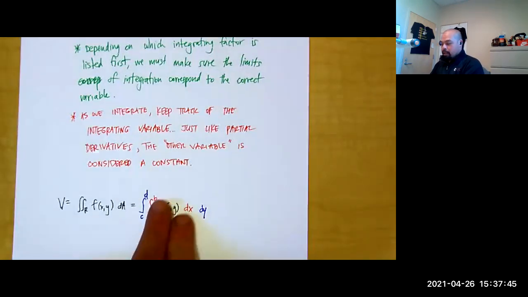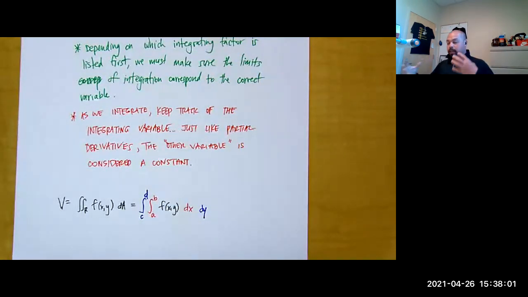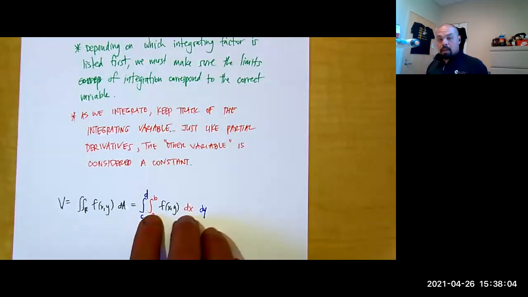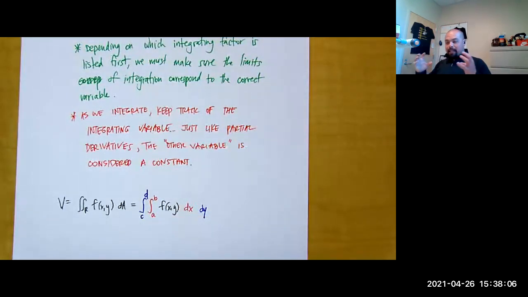Then once you get that result, you'll most likely have some expression left with y, and now you'll fill in that expression and compute this integral. So it's going to be like two of those first semester calculus integrals. We're just layering them together, right?